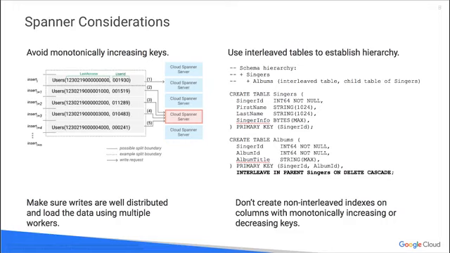When loading data in Cloud Spanner, make sure that writes are well distributed and load the data using multiple workers. Avoid creating non-interleaved indexes on columns with monotonically increasing or decreasing keys, and create indexes after you bulk load your data.